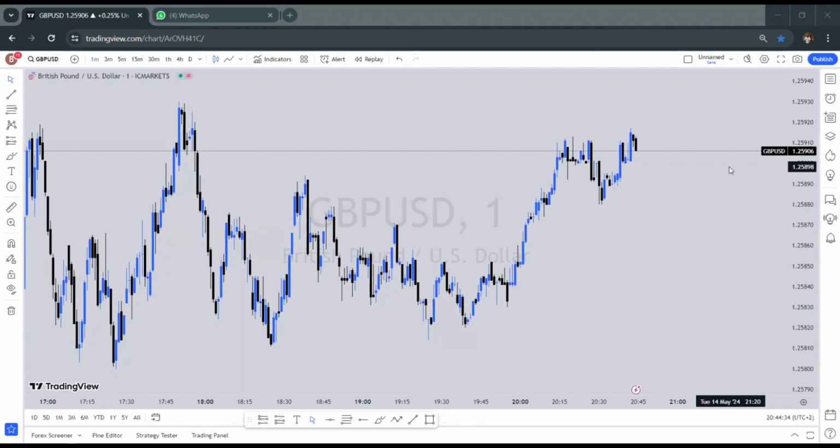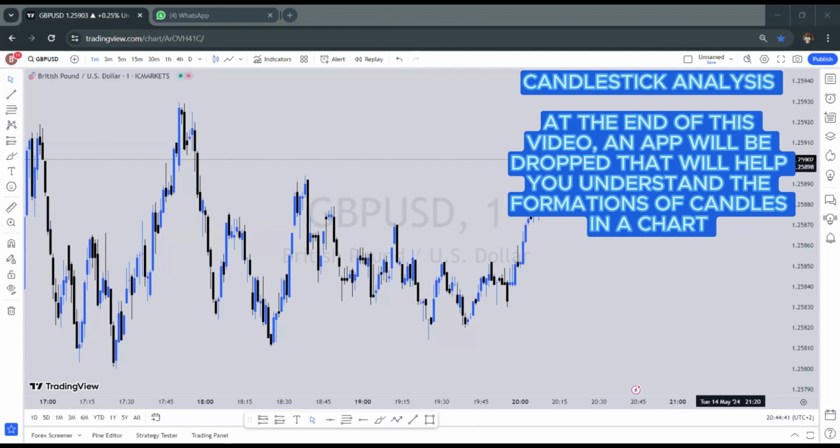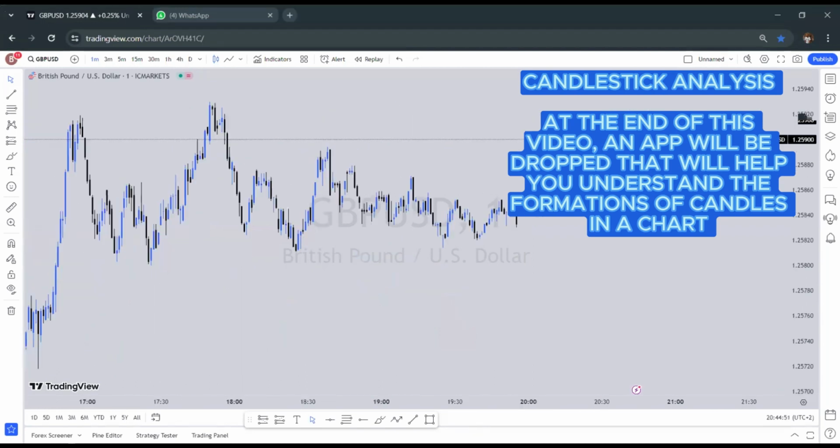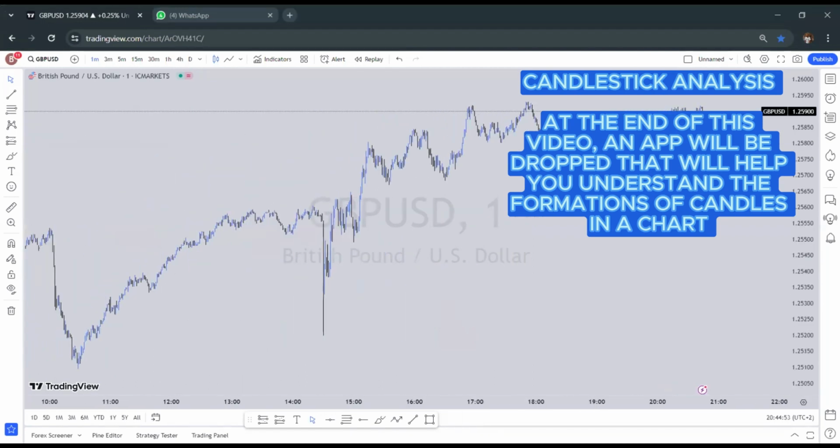This is Big FX. Today we'll be talking about candlestick formation, that's candlestick analysis. On today's video, we are meant to understand how this candle forms. This will help you to know when the market is going up or when the market is about to go down. But first, I want you guys to understand something about this candlestick.